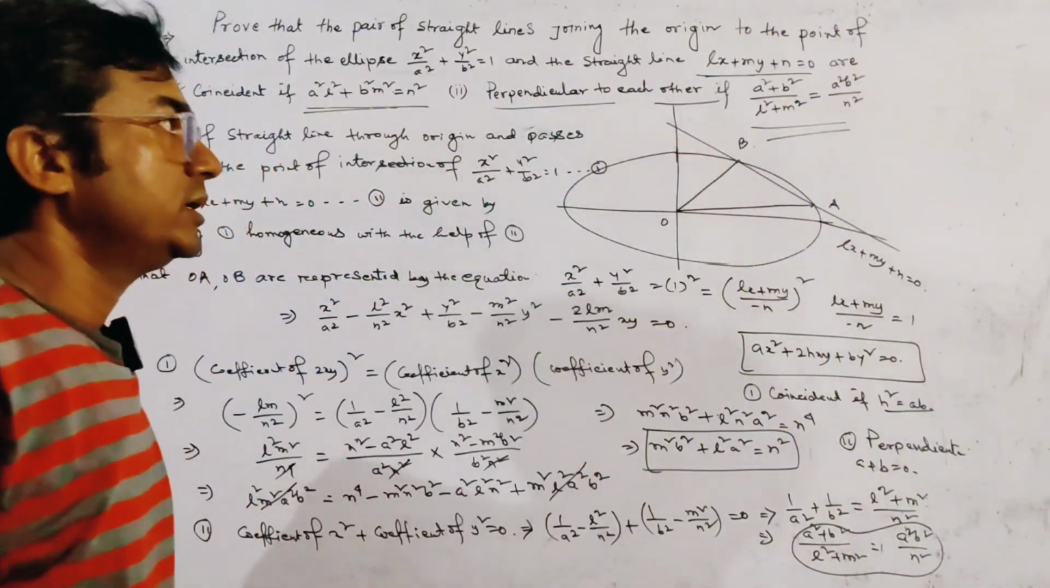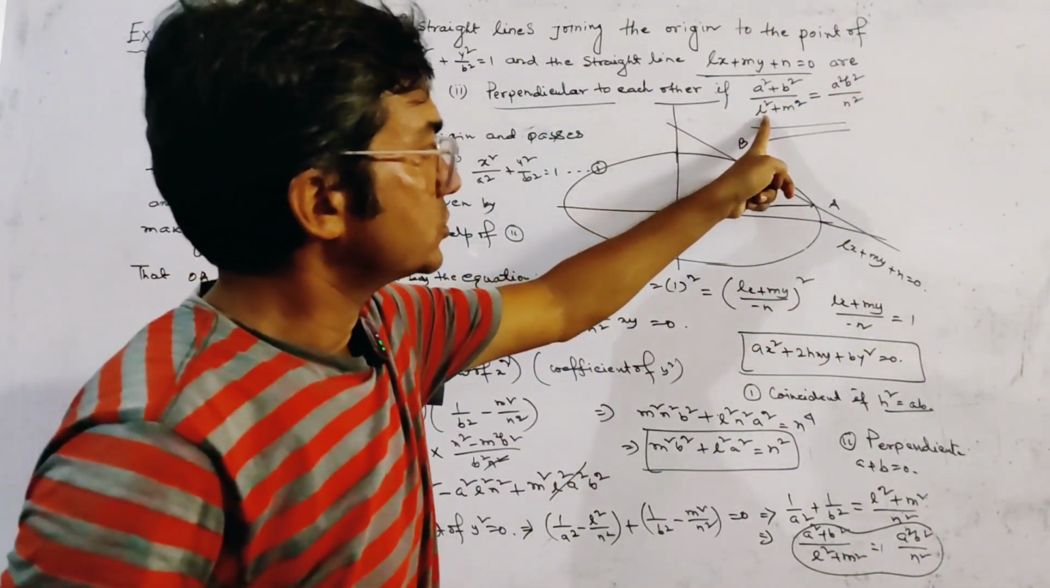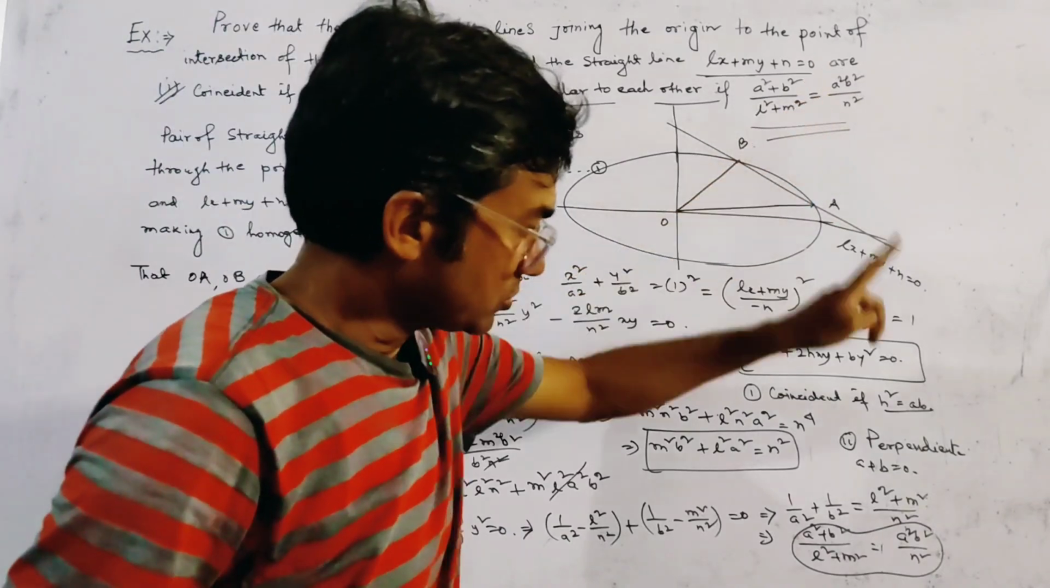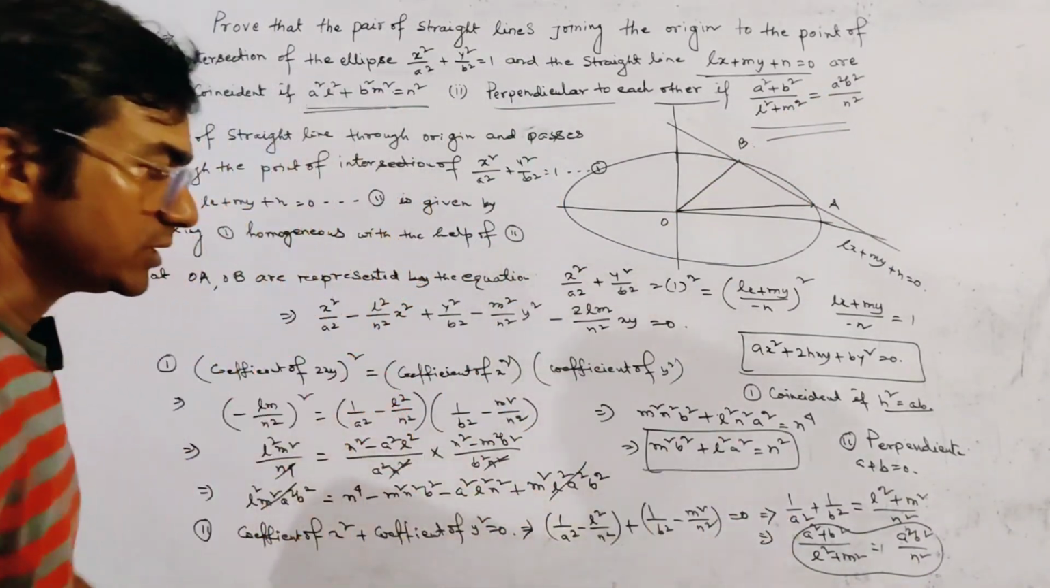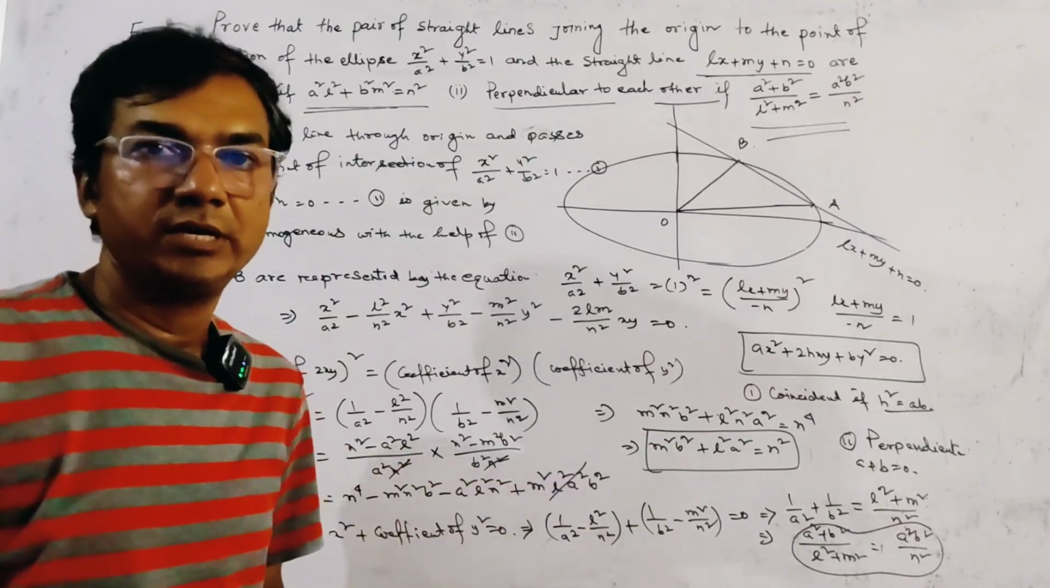A square plus b square by l square plus m square is equal to a square b square by n square. This is the condition of perpendicularity, and this is the condition of coincidence.